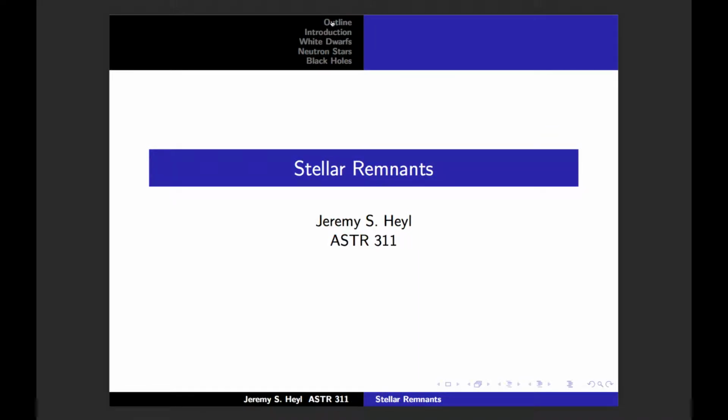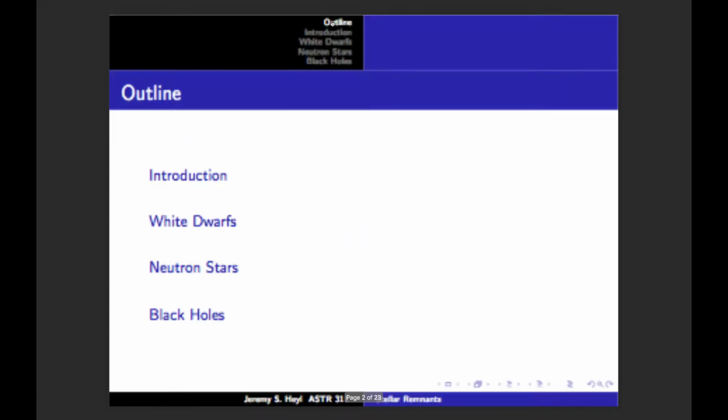Okay, so the stellar remnants. We talked a little bit in passing about the different types of remnants of stars. But to be more specific, we have the white dwarfs, which are the remnants of stars that are less than about 8 or 10 times the mass of the sun. We have neutron stars, and we have black holes.